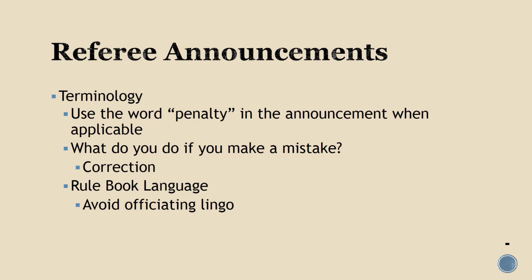Some words that you should try to avoid if you can would be "on the," or "we have," or "the penalty is." Those things are assumed when you make your announcements, and so you should avoid those. If you do make a mistake in your announcement, just stop and say correction and then give the correct information from there. And again, as we mentioned earlier, try to avoid officiating lingo and use what we call rule book language so that everyone understands what you're talking about.